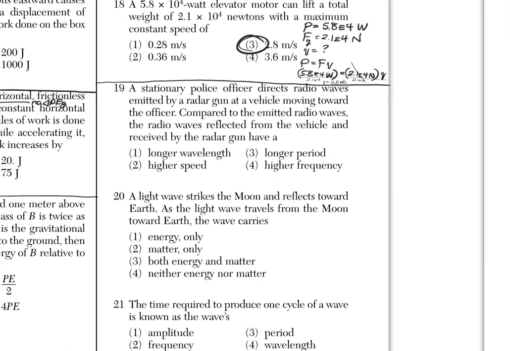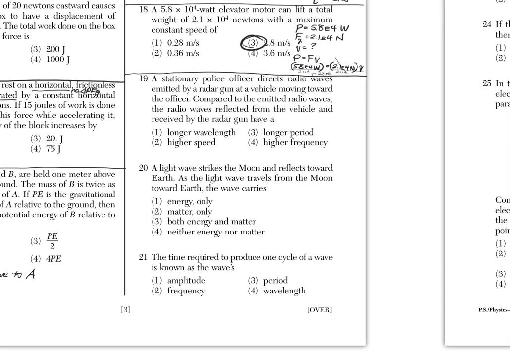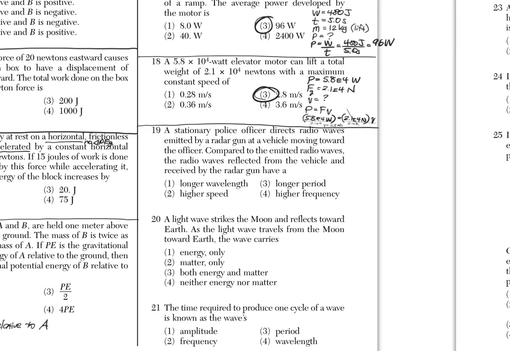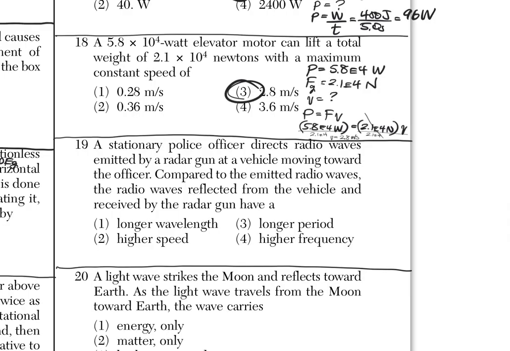And I wanted to finish this column before the end of the period, but you heard the bell. So I'm going to have to come back later for number 19. And we're back. So 19, we have a police officer with radio waves by radar gun. And they're hitting a vehicle, and it's going to be, compared to the emitted radio waves, the radio waves reflected from the vehicle and received by the radar gun.